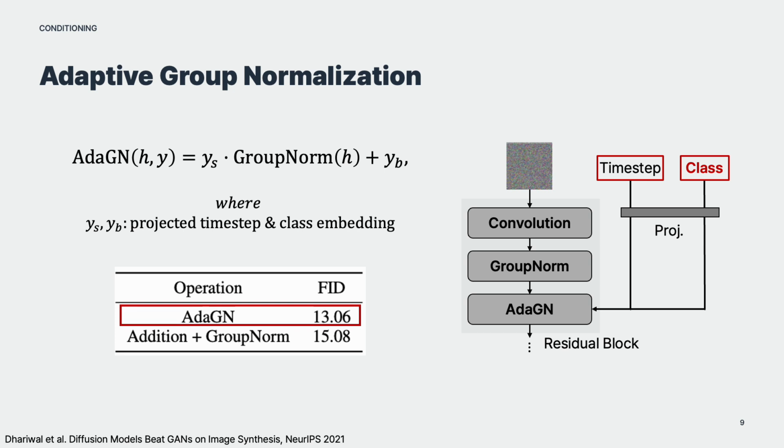As a result, we can observe a reduction in FID score compared to the DDPM baseline shown in the second row of the table. This demonstrates that the use of ADA-GN effectively improves the quality of the generated samples.